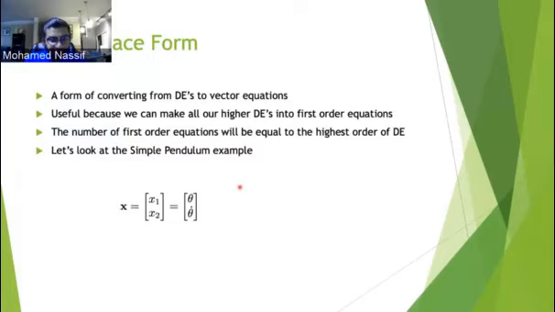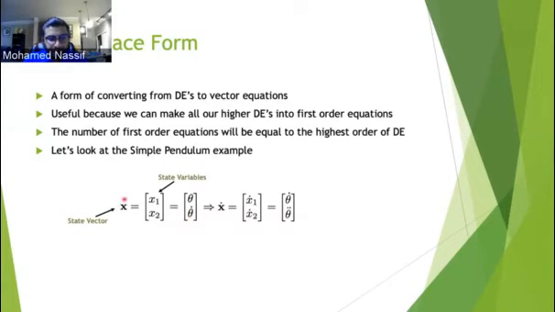So let's define a state variable x. So state vector x, and we have two elements that are called state variables, x1 and x2. This is simple. It's a vector in MATLAB or an array in MATLAB, and you can easily implement this. Let's say x1 is theta and x2 is theta dot.